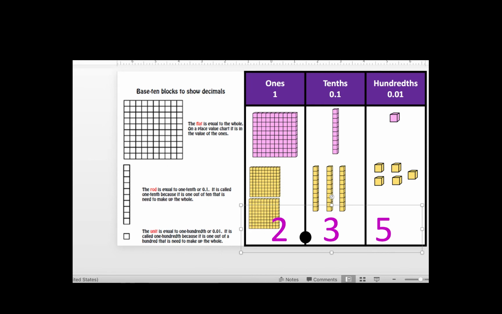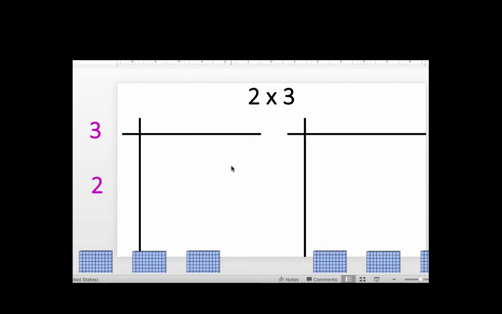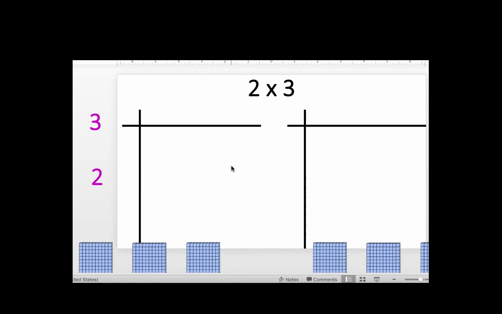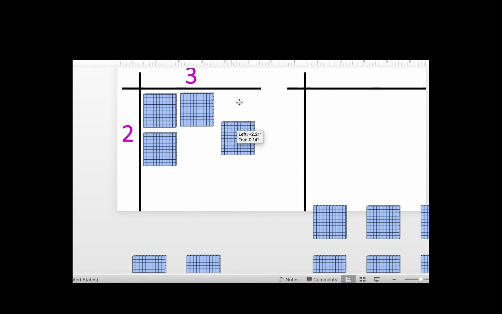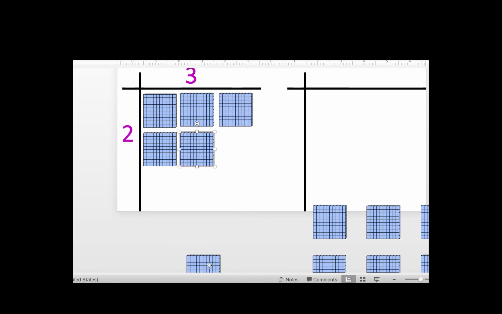So what does this mean for multiplication? All right, for multiplying, if we were to multiply 2 times 3 and we were to make this an array, I'd have my 2 times my 3. And remember that these are our wholes, so I would have 2 rows of 3, which would equal 6.